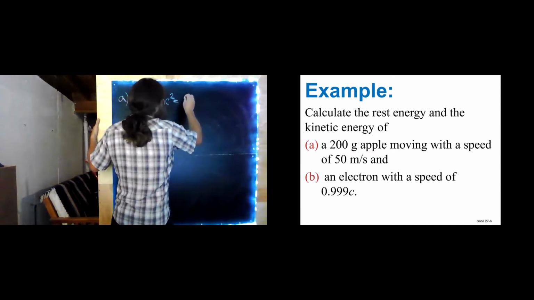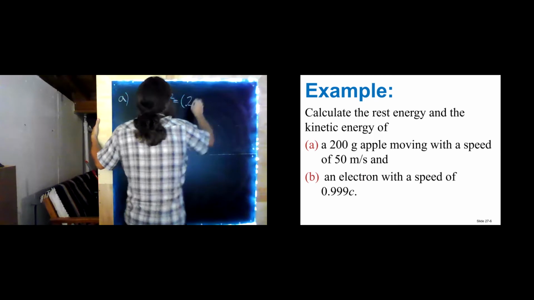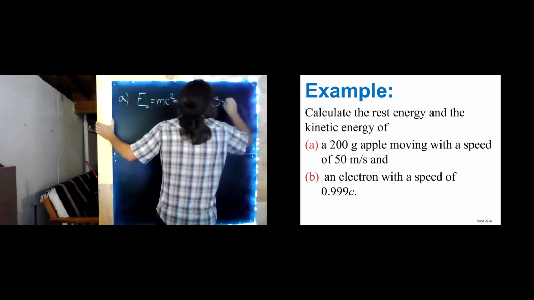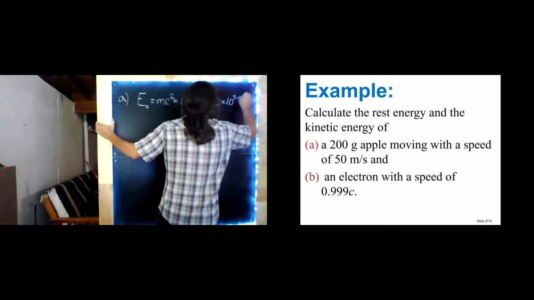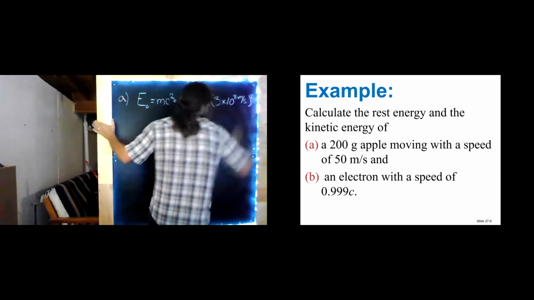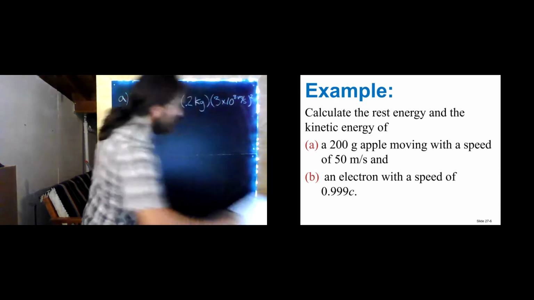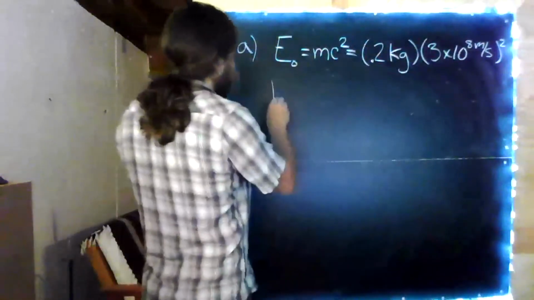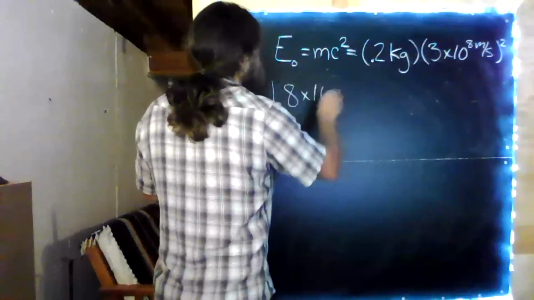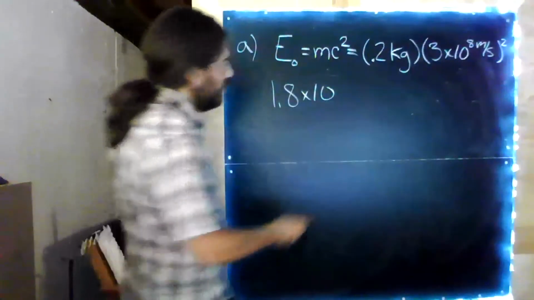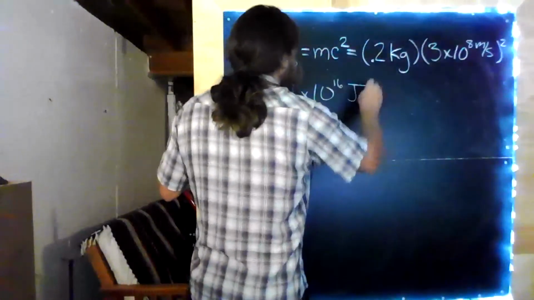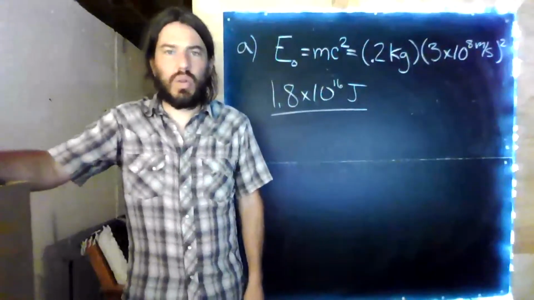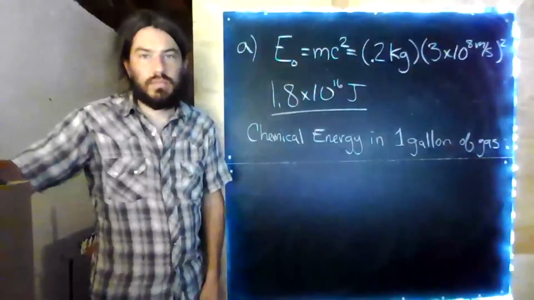And so then this is 0.2 kilograms times 3 times 10 to the 8 meters per second squared. And when I run my calculator, I get 1.8 times 10 to the 16 joules. It's kind of hard to visualize a joule. That is a lot of energy.